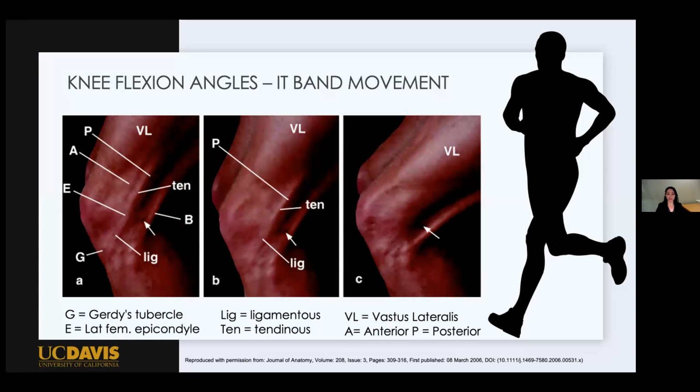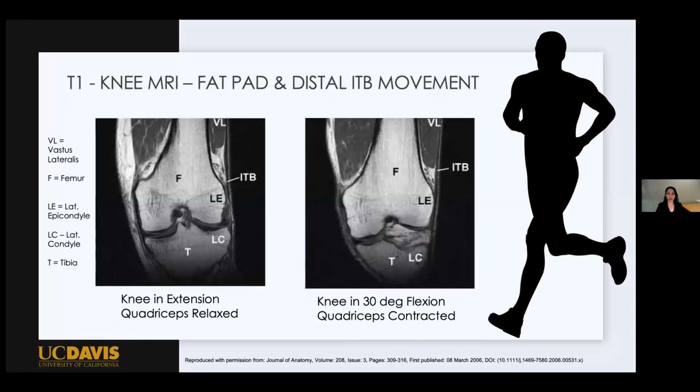Here are T1 weighted MRI scans of the knee that depict the movement of the IT band from extended knee on the left to a knee in 30 degrees of flexion on the right with a contracted quadriceps. The IT band slopes laterally as it passes from the femur to the tibia. However, at 30 degrees of flexion, it slopes medially. This depicts that the IT band is compressed against the lateral epicondyle at 30 degrees of flexion.